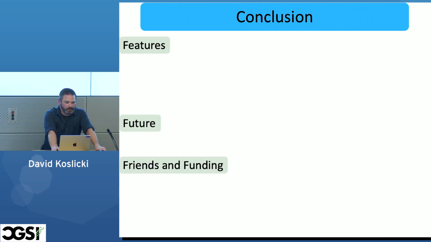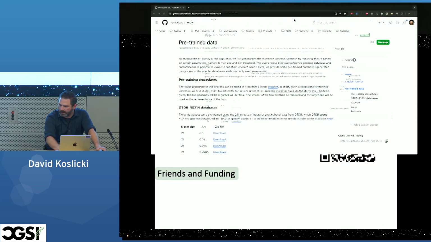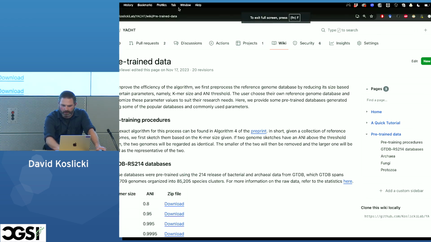Okay, features, future, friends, and funding. This is published in Bioinformatics. The preprint is QR code linked right there. And the code is also on GitHub. We've been trying to up our game in software quality. So let's see if I can show you over here. Where's my mouse?